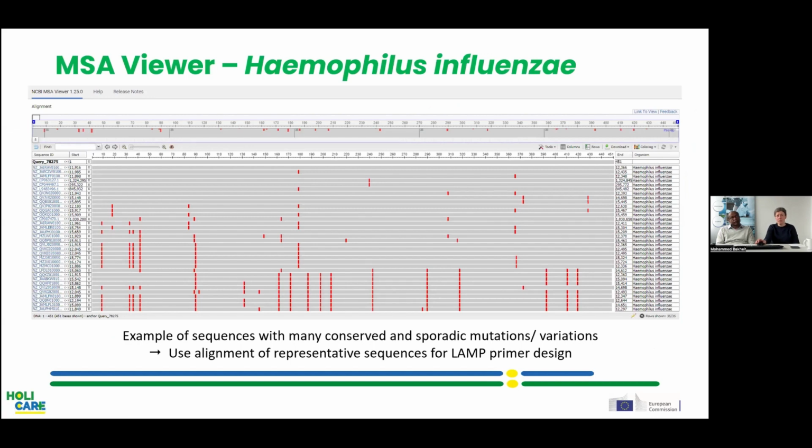This species has a very heterogenic genome. Here you can see very well that in all the sequences, at many positions, there are conserved mutations spread over the whole sequence. It is not possible to find one part of a sequence which is conserved in all of these different sequences. But still you can use this for primer design, because you can do an alignment of representative sequences from all of these sequences and use this for a specific LAMP primer design.